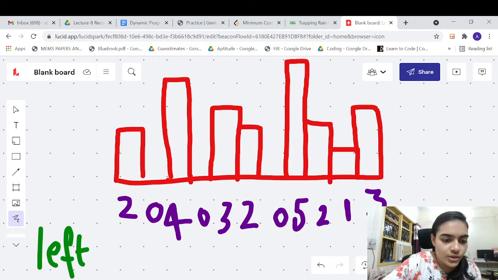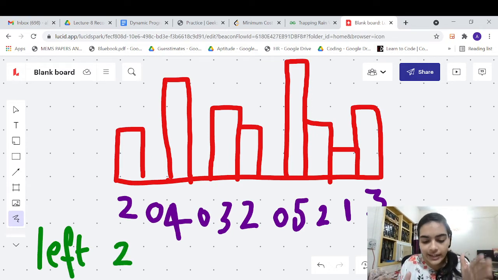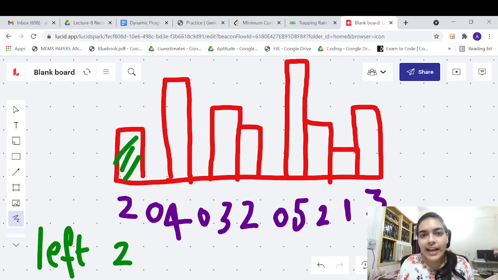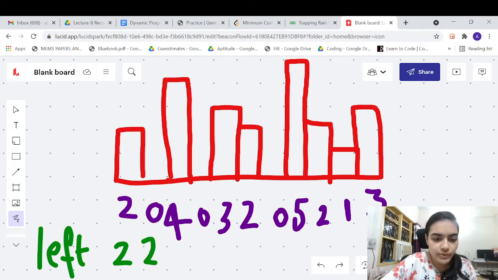At each element we are storing the maximum height we have seen till now. That is our left array. Currently the highest we have seen is height 2, for the first block. The first block is of course the highest because it has no elements before it. What about the second? It has height 0, but the maximum is 2, and 2 is greater than 0, so we'll store 2 here.